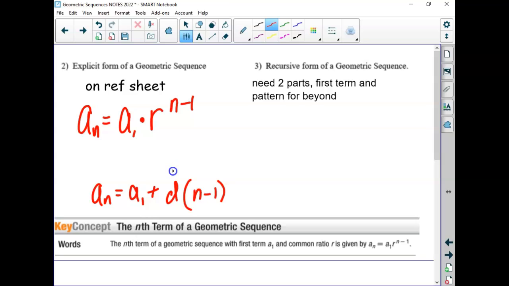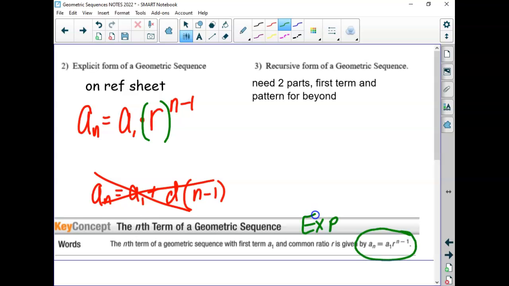All right. This was the geometric one. Now, I would highly suggest that when you think of this, you practice thinking of this in a parenthesis, because we will have fractions and negative numbers, and those both have to be written in parentheses when you put them in your calculator. But this is what it looks like on the reference sheet. And again, just so you remember, that is the explicit one, not the recursive one.